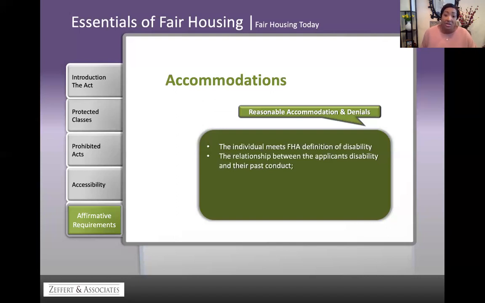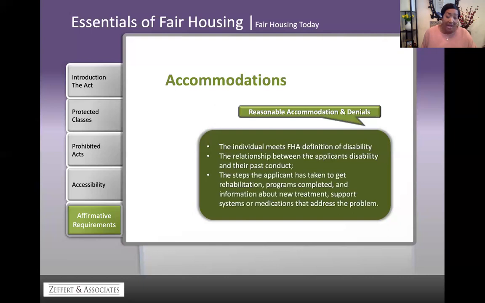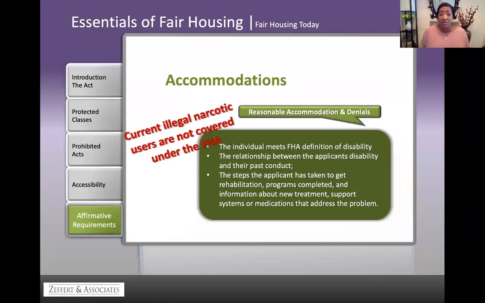The relationship between the applicant's disability and their past misconduct, and the steps that the applicant has taken to get rehabilitation: programs completed, information about new treatment, what their support system is, and possibly any medications that address the problem that has resulted as a disability because of past drug or alcohol abuse. There's a special note at the bottom of page 12. I said it, but I just want to make sure you understand: current illegal narcotic users are not covered under the Fair Housing Act.